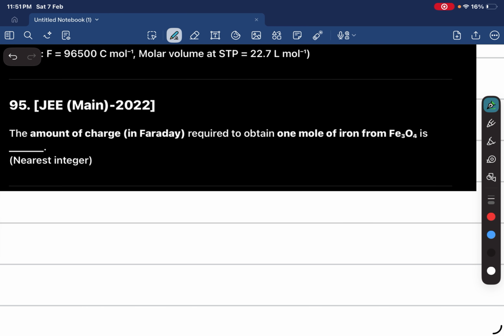Just try this: the amount of charge required to obtain 1 mole of iron from Fe3O4 is? Just solve this. It's also very easy. And post your answer in the comments.